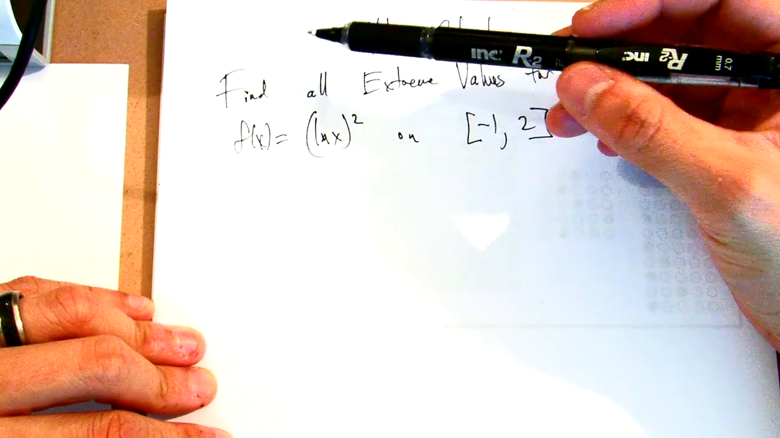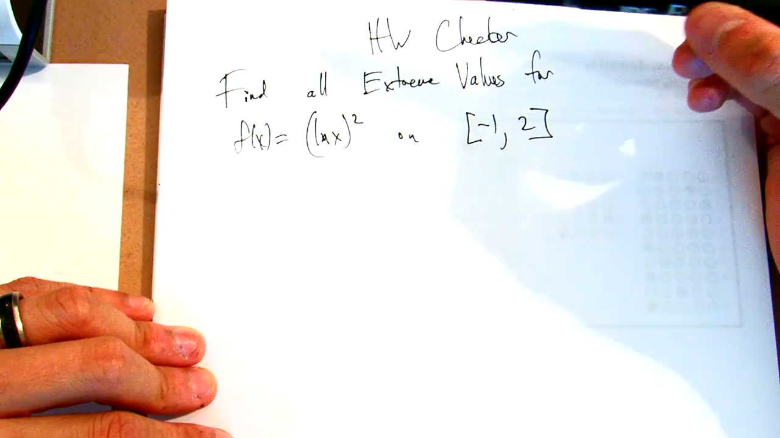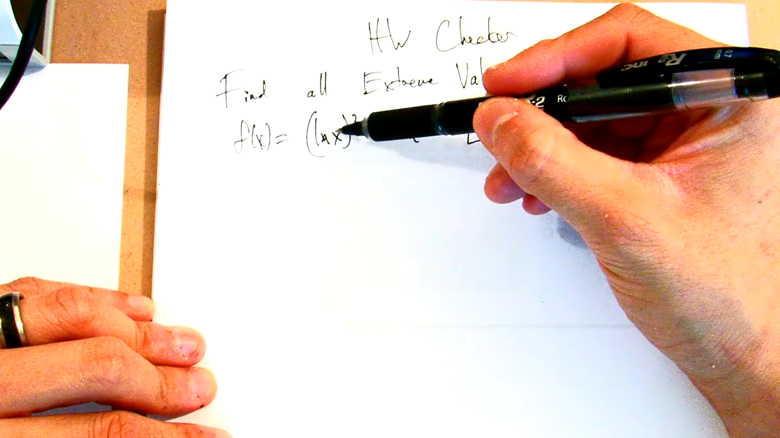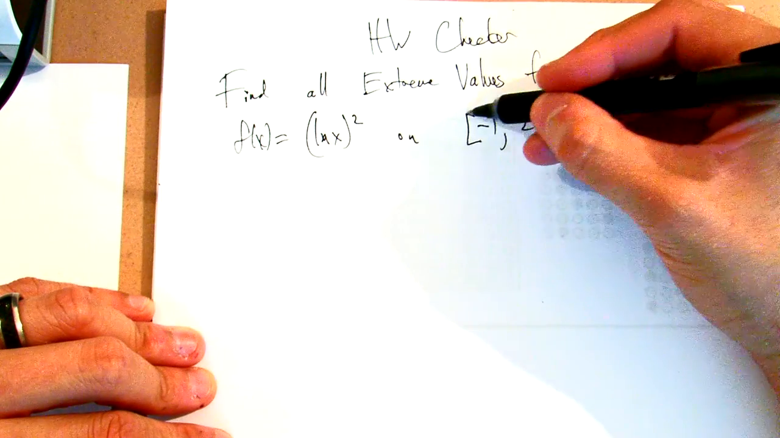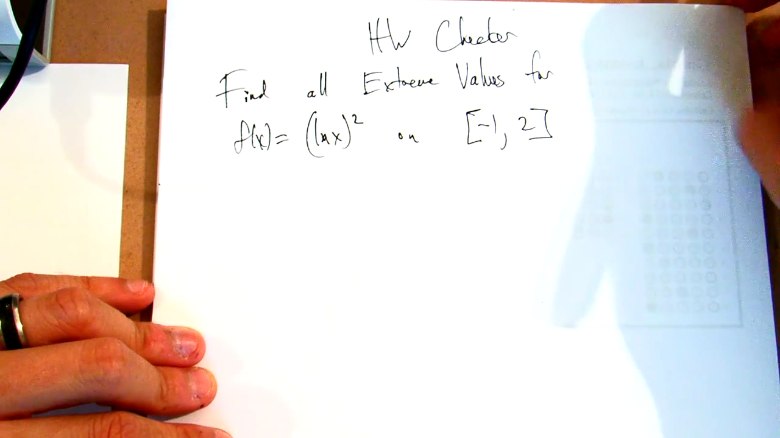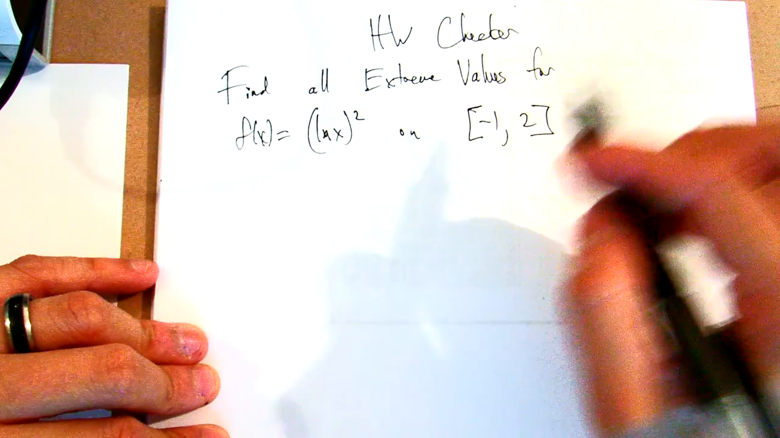The problem is we're going to find all extreme values for f of x equals the natural log of x squared on the interval of -1 to 2. And if we notice here, it's a closed interval.